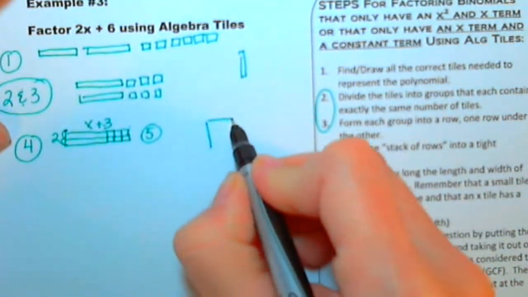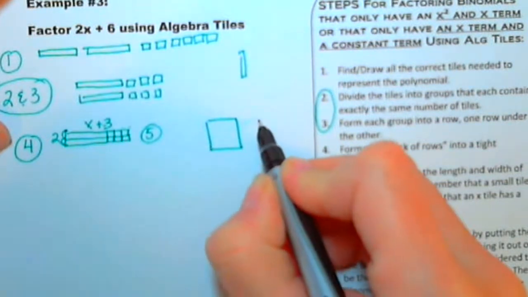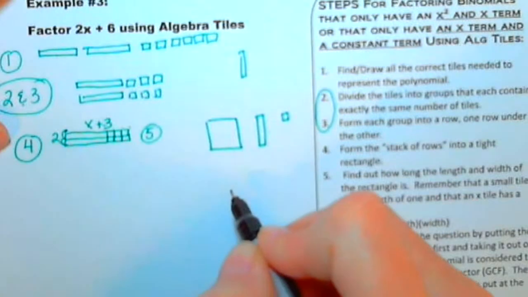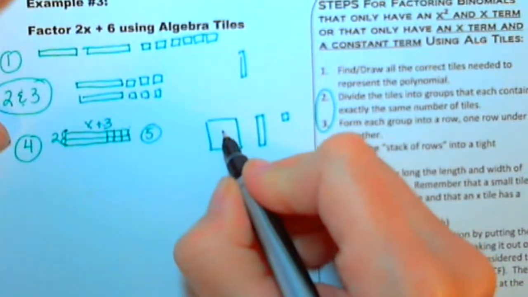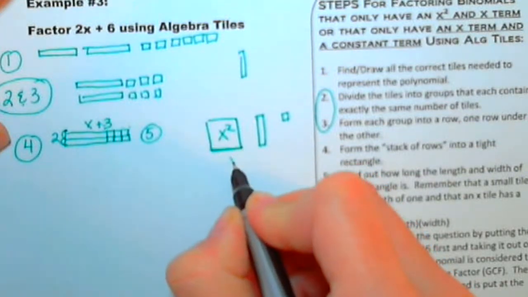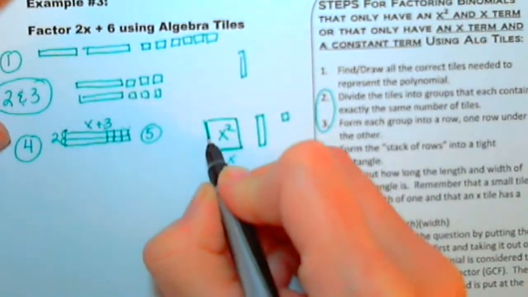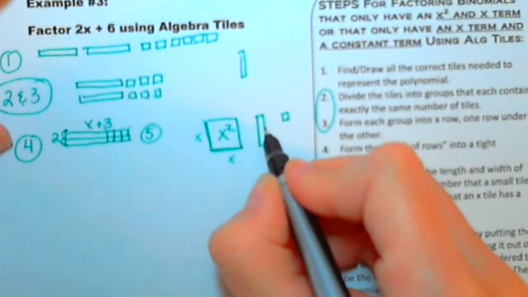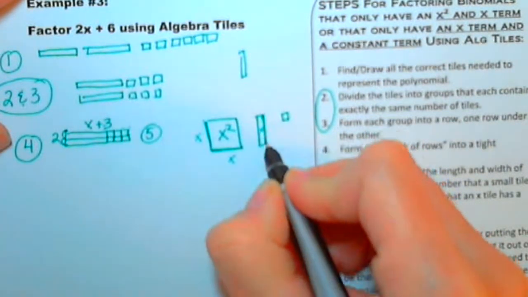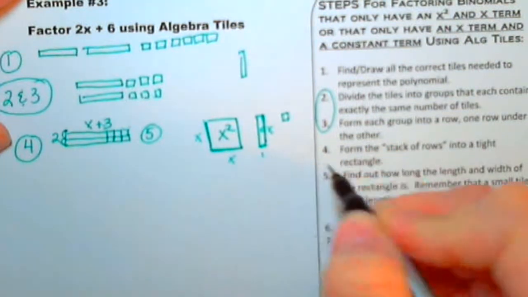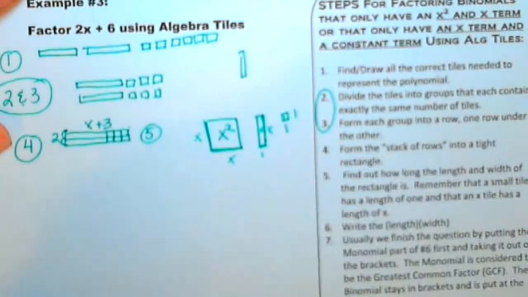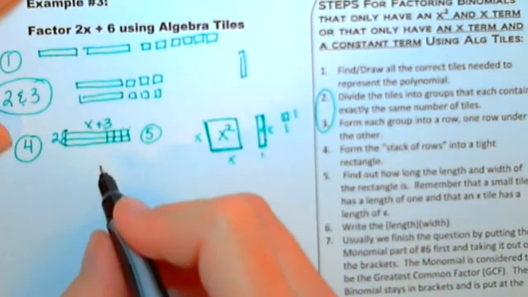Just so you know, each of our 3 shapes has a unique length and width. This one is called an x squared, but it is x long by x wide. This one is called an x, and it's called an x because it is x wide and 1 long. And this one is called a 1, and it is a 1 by 1, 1 long and 1 wide.